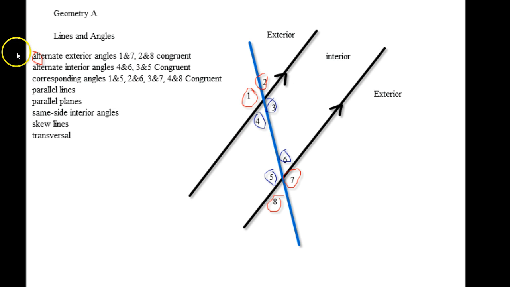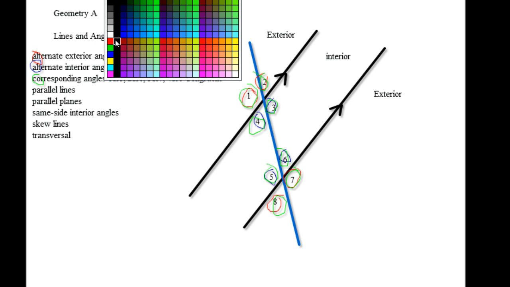Okay, so blue is alternate interior. We will use green for corresponding. So 1 and 5, they're in the same spot on the other line, 2 and 6, 3 and 7, and 4 and 8. Those are corresponding. Parallel lines we just talked about, so we're all good on that. Parallel planes we'll talk about when we get to three-dimensional in the next slide.